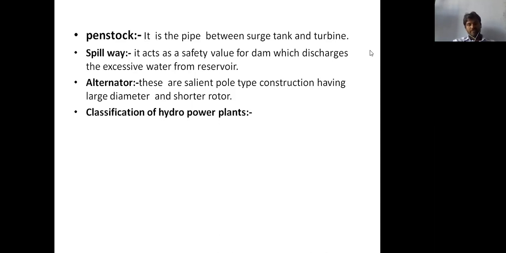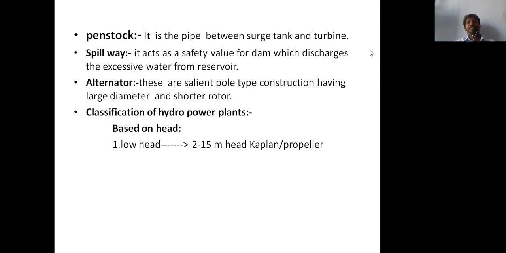Next, the classification of hydroelectric power plants. There are different classifications. The first one is the classification of hydropower plants based on the head. Low head is 2 to 15 meters of head of water created in the dam. In this low head power plant, Kaplan and propeller turbines are used.